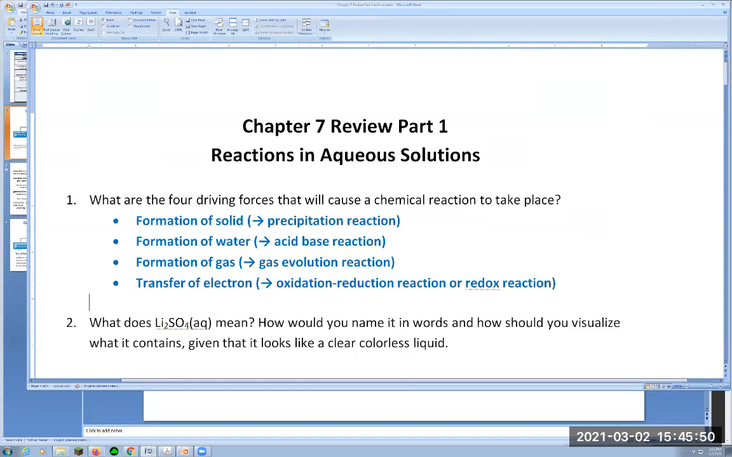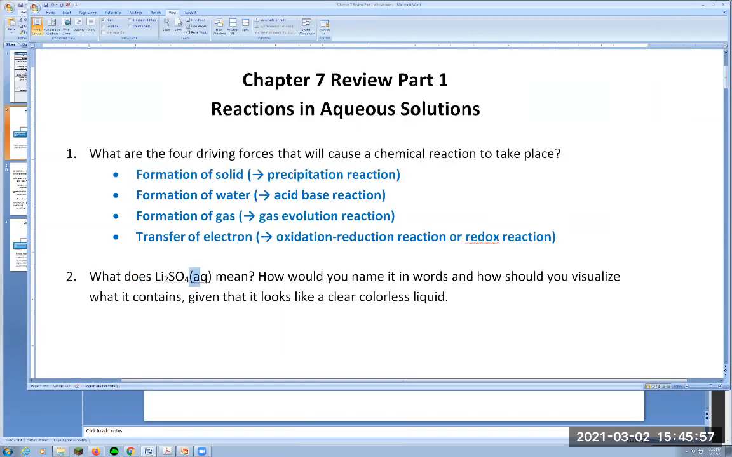So second question. What does Li2SO4 (aq) mean? Because the AQ here means aqueous.